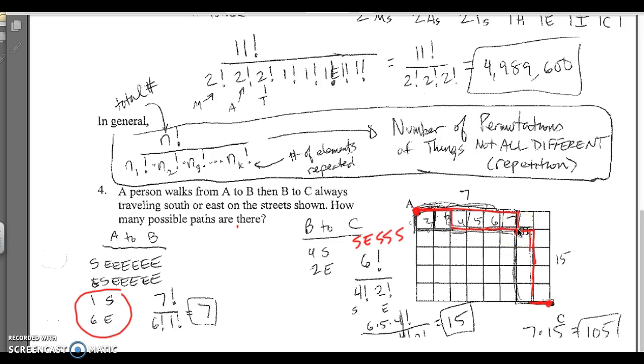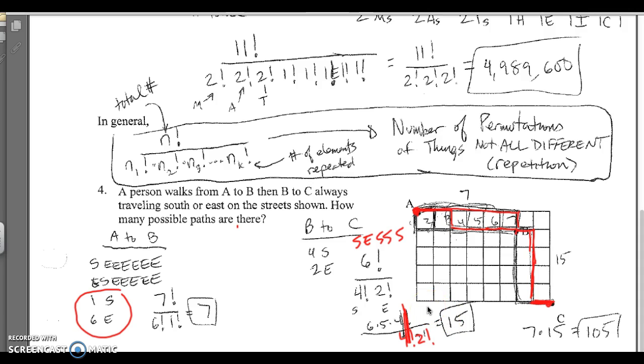Well, we have 1, 2, 3, 4, 5, 6 moves to do, so that's 6 factorial, over the 4 factorial for repeating the S's, and 2 factorial for repeating the E's. Doing the math there, 6 times 5 times 4, over 4 factorial, 2 factorial. And I stopped at 4 factorial here because I know that 4 factorials will just cancel out. So you really just have 6 times 5 over 2 times 1, which is 15.